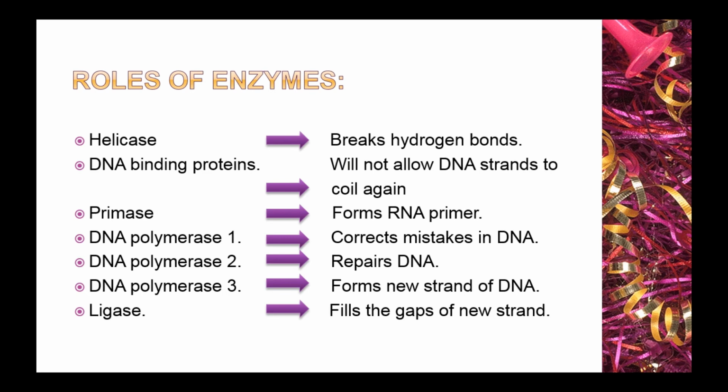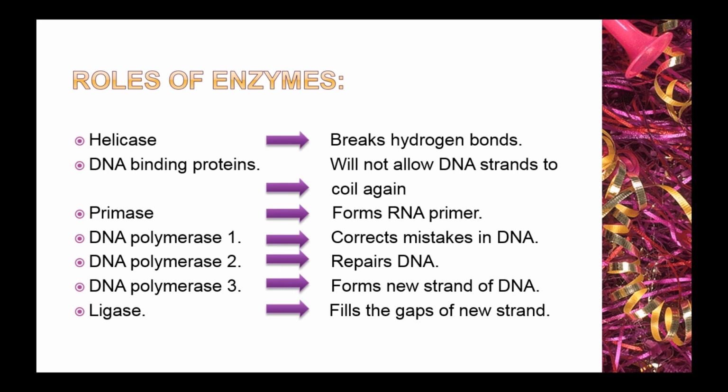After breaking them down, you know that we need to keep those two parental strands unclipped so that they may not connect to each other again. For that we need DNA binding proteins, or SSBP, single strand binding proteins, that will not allow those strands to coil again.